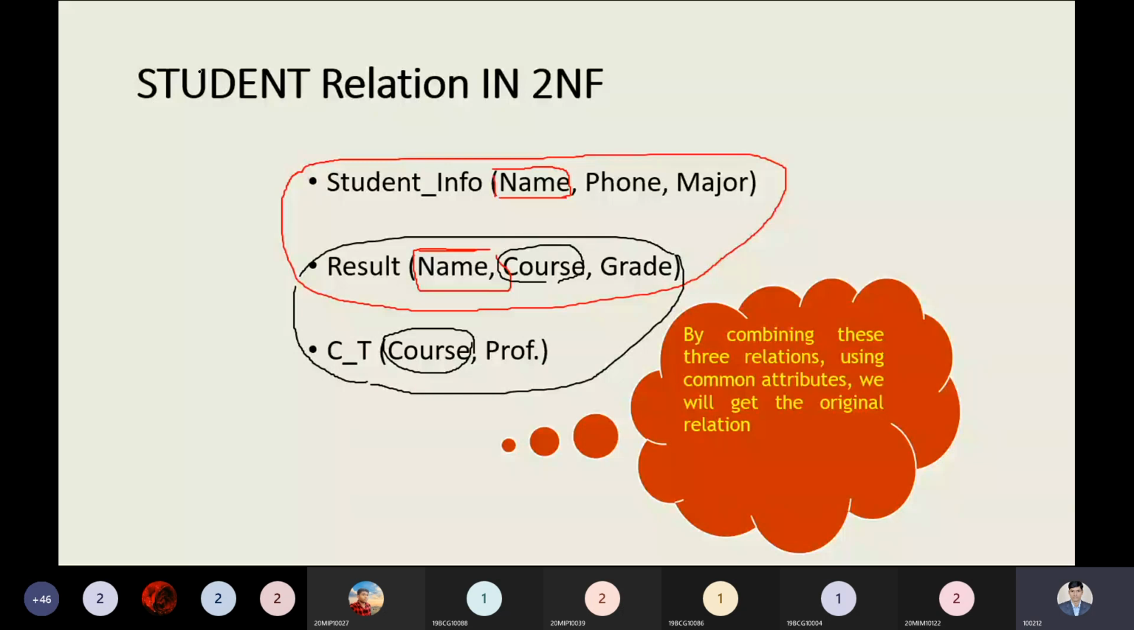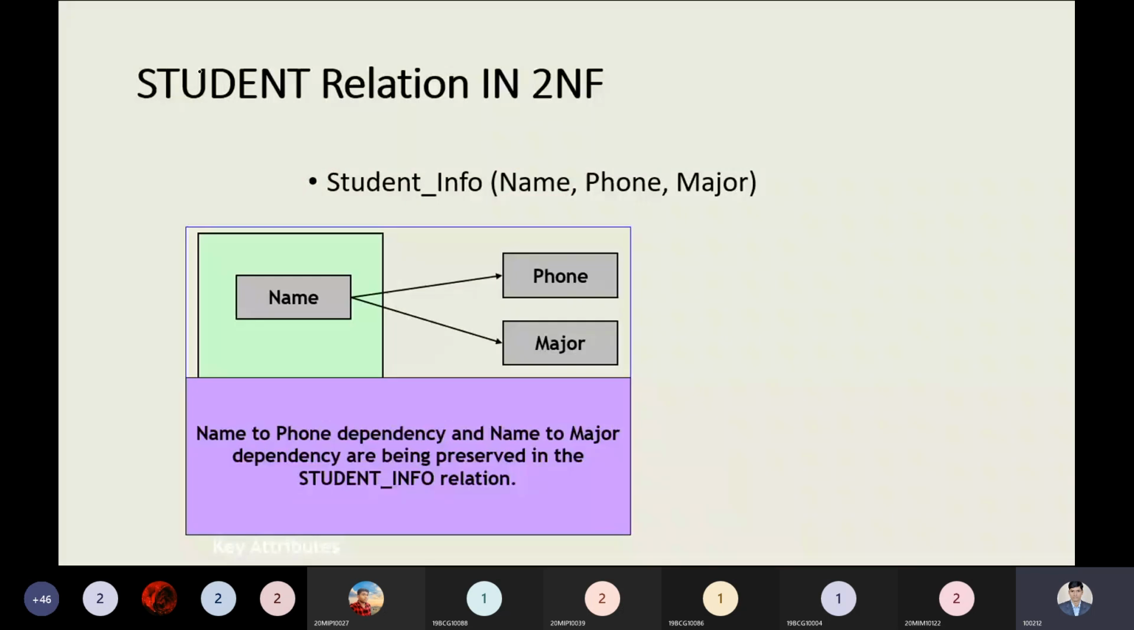So, this is the point I have spoken about over here. The summarized point is in diagrammatic form. In student information, we have the name and phone number properly. So the name to phone dependency and name to major dependency are being preserved in the student information relation, and that is also possible. Phone number I can take as a key attribute, and major I can't take as a key attribute, because phone number could be possible in real life situations. Nowadays it is also possible.